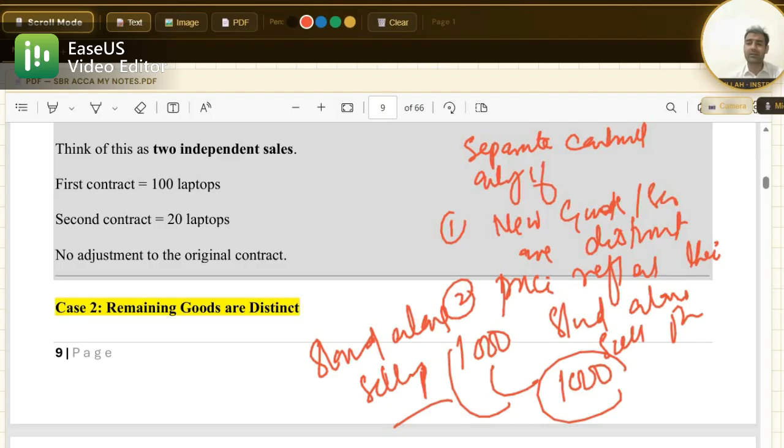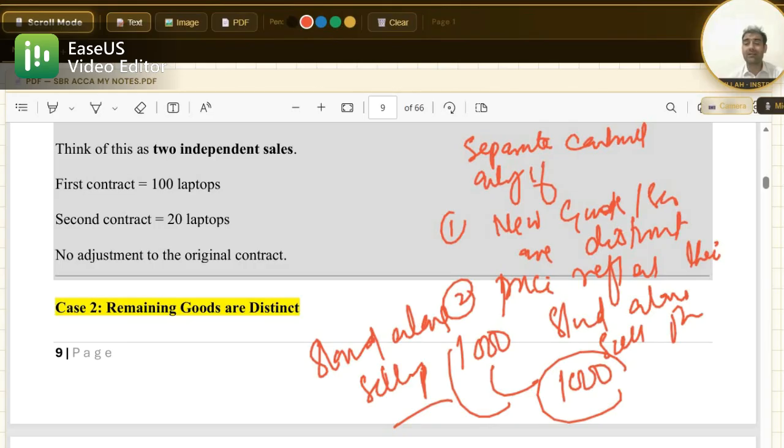In practice, auditors and accountants must carefully review contract amendments. For example, a construction contract changing scope, a software company adding extra modules, and a manufacturer supplying additional units. Correct classification ensures revenue is not overstated or understated.